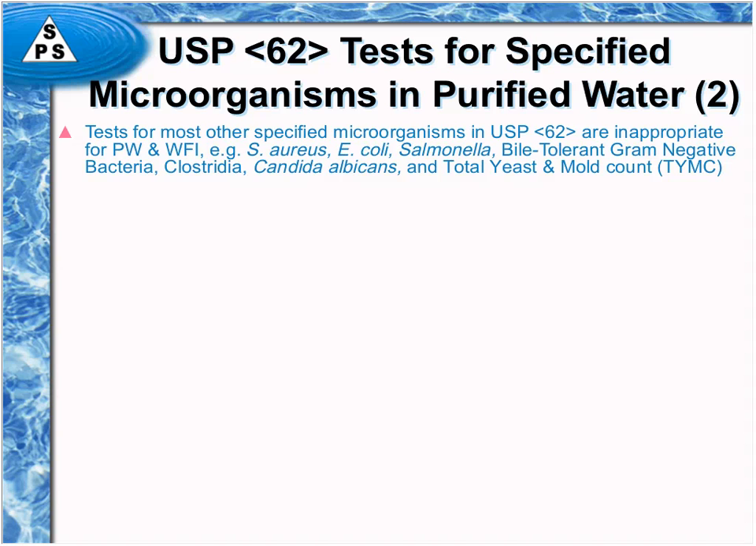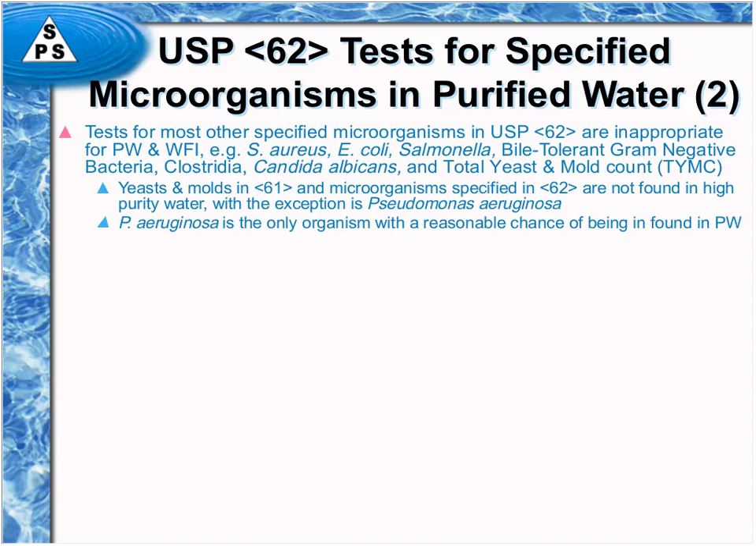Now, notice absent from that list right there is Pseudomonas aeruginosa, because of the organisms found in Chapter 62, Pseudomonas aeruginosa is the only one that has a chance of being found in a high-purity water system. Only one. And so if you did have to test for anything, Pseudomonas aeruginosa would probably not be a bad choice because it does have a chance of being present there.